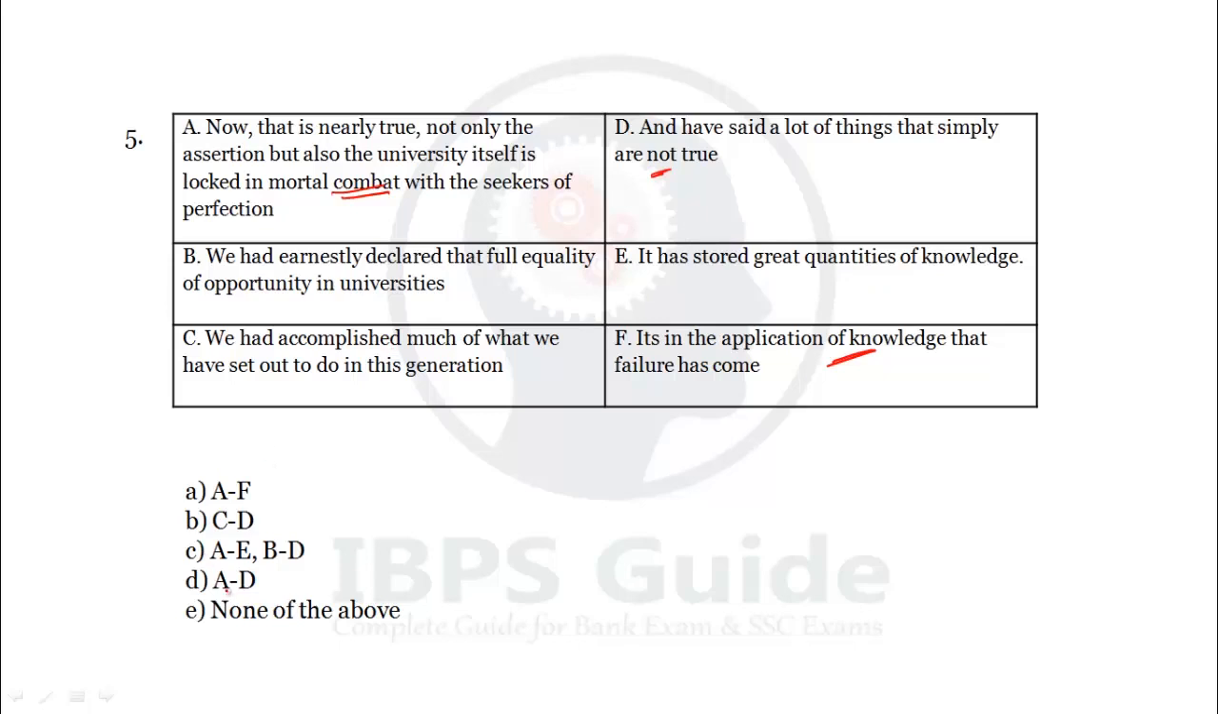And the fourth option is AD. Now that is nearly true. Not only the assertion but also the university itself is locked in mortal combat with the seekers of perfection and have said a lot of things that simply are not true. So AD is not a correct option. But again we have matched: we had accomplished much of what we have set out to do in this generation and have said a lot of things that simply are not true. Guys, here generally and can be used for the same information.